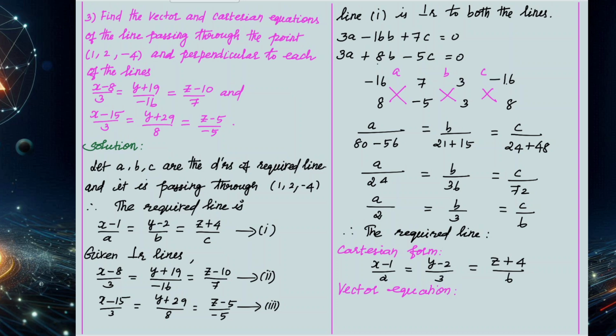Similarly, in vector form we can write r vector equals a vector. What is a vector? 1i cap plus 2j cap minus 4k cap, and then plus lambda into b vector. What is b vector? 2i cap plus 3j cap plus 6k cap. So 2, 3, 6 are the denominators, and 1, 2, minus 4 are the numerator values of the Cartesian form.